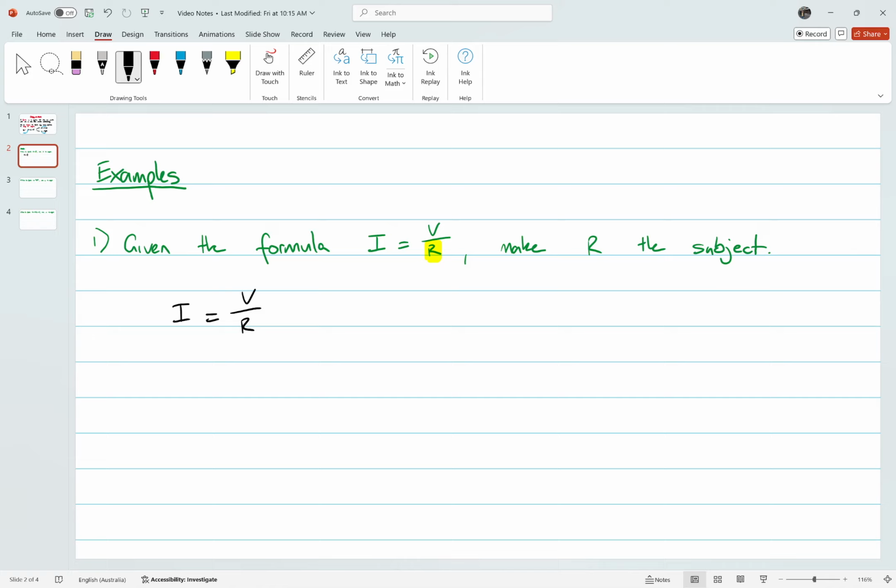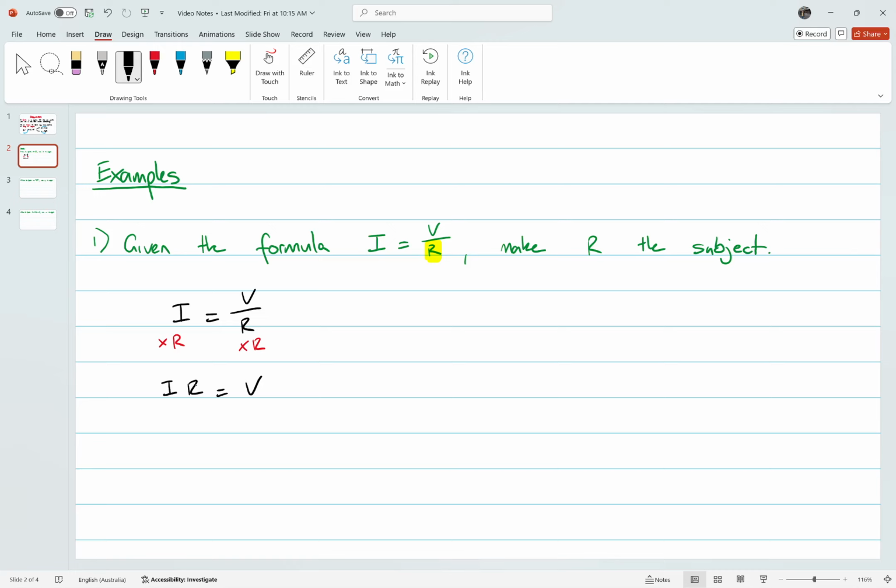First of all, we notice that the R is the denominator of our fraction, and since we're trying to make R the subject, we don't want it to be in a denominator. So let's multiply it to the other side. Why are we multiplying? Using our inverse operations, this is saying V divided by R. The opposite of dividing by R is timesing by R. So I'm going to times by R, and so now I have IR equals V. So I've actually made V the subject of my formula right now.